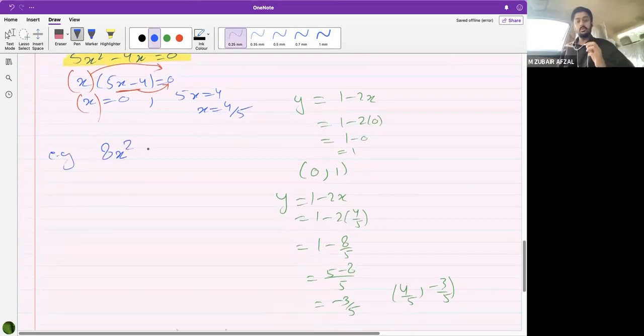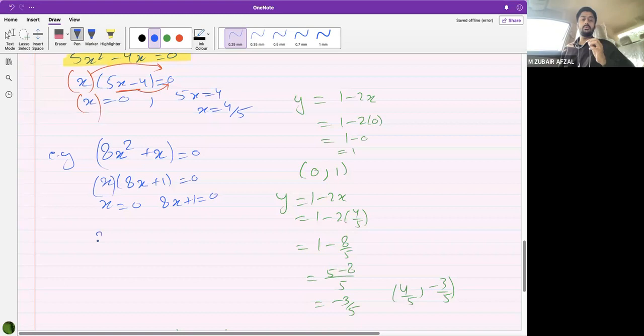Example 8x square plus x. So taking out x as common, this is x into 8x plus 1. So first bracket equal to 0 and second bracket equal to 0. So first is, we're done with the first one. X equals minus 1 by 8.